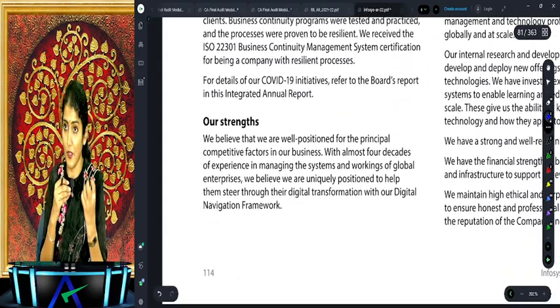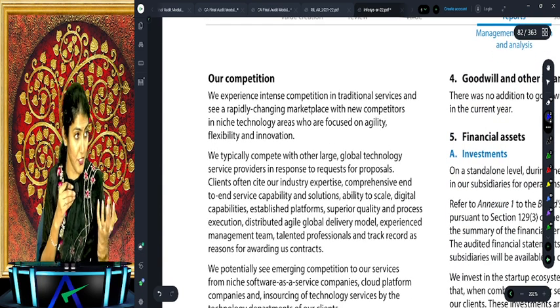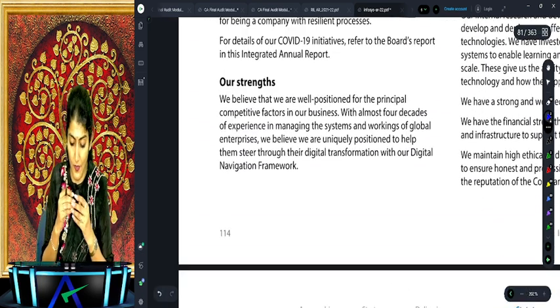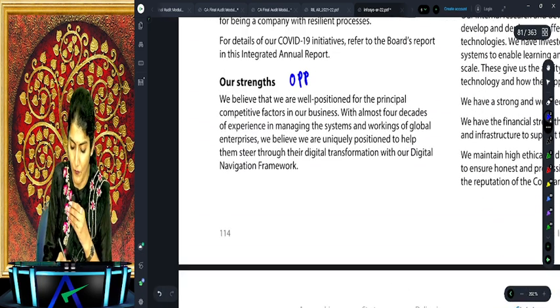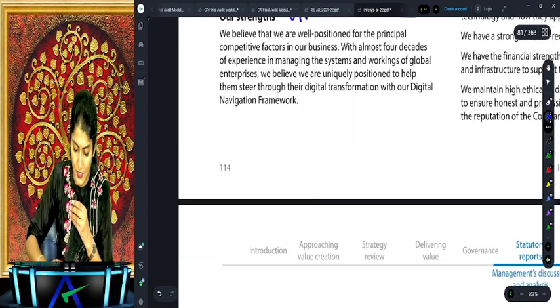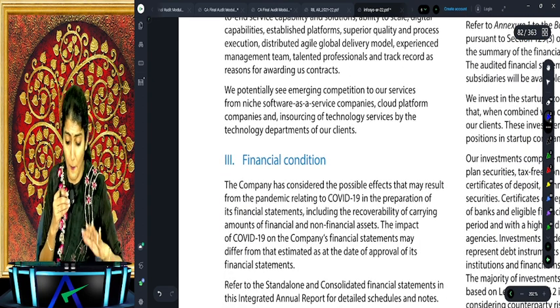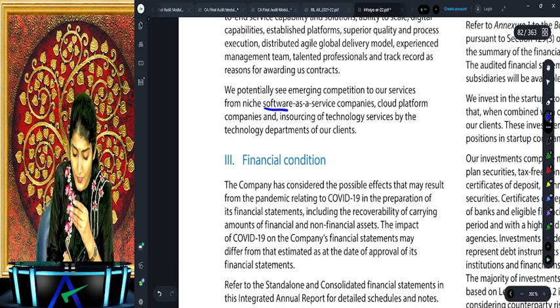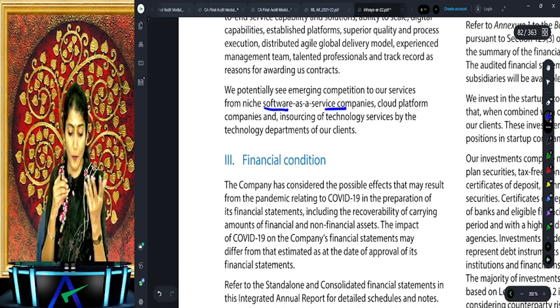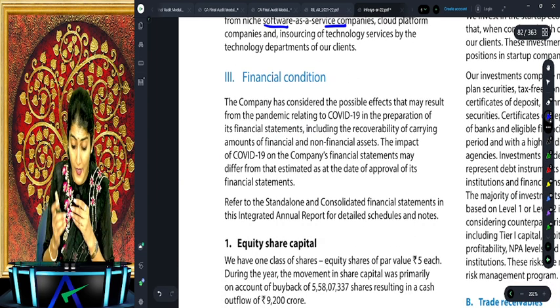So what are our opportunities and also what are our strengths? Opportunity, that means it's your strength. And then what is your competition? Competition is your threat. Strengths mean the opportunities. Right? And the competition means that's the threat. It says these are the threats. Okay, right. We potentially see emerging competition to our services from niche software as a service companies, cloud platform companies, and so on. Then financial condition.